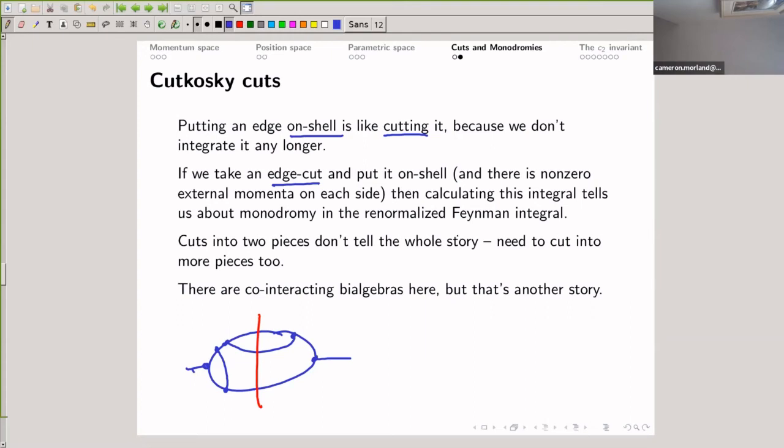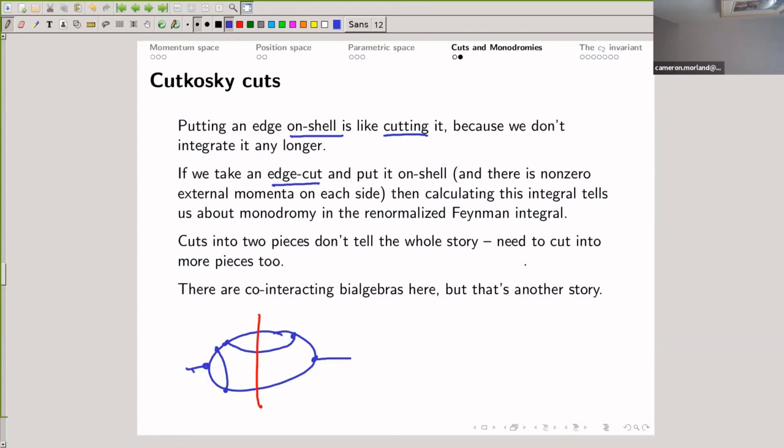So the point is, there's a purely algebraic and in fact very combinatorial way of understanding these monodromies. You just need to understand how edge cuts behave. And it's not sufficient to cut into just two pieces. Sometimes you will need to cut into more pieces.